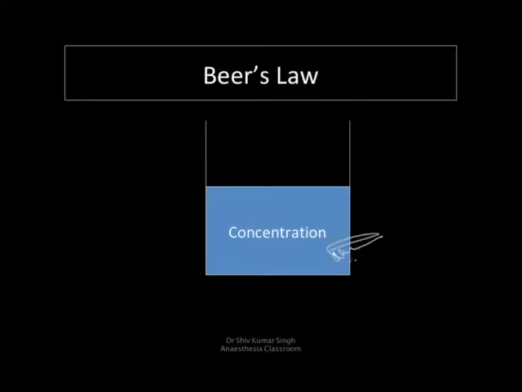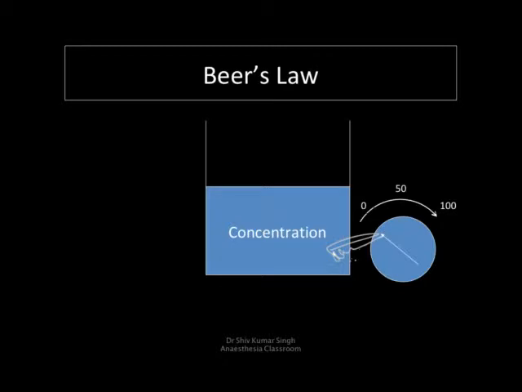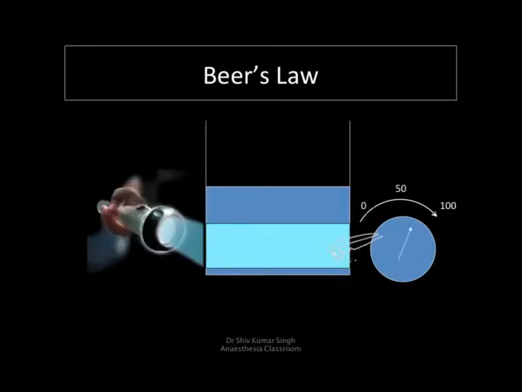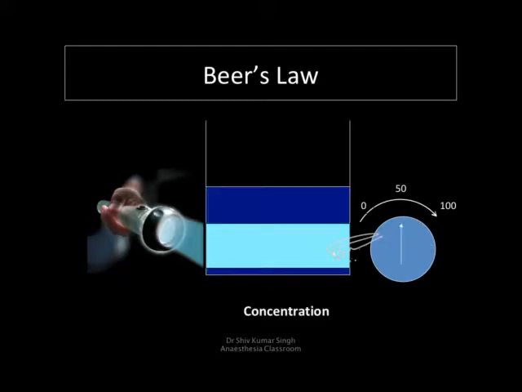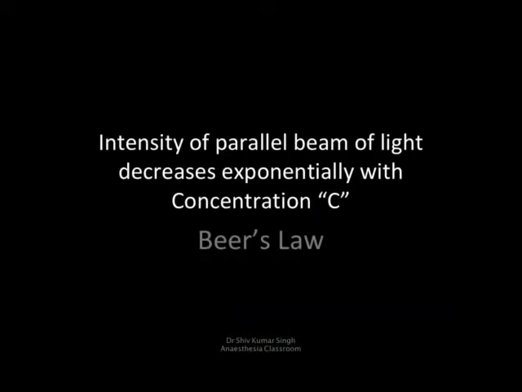In Beer's law, we have a substance of known concentration in a beaker. When we shine a light through this beaker, a certain amount of the light will be absorbed by the substance and the intensity recorded on the other side is reduced. Now if we increase the concentration of the substance, the amount of light absorbed is further increased and the recorded intensity is reduced further. So Beer's law states that the intensity of a parallel beam of light decreases exponentially with concentration C. As the concentration of the substance increases, the amount of light absorbed is increased proportionally.